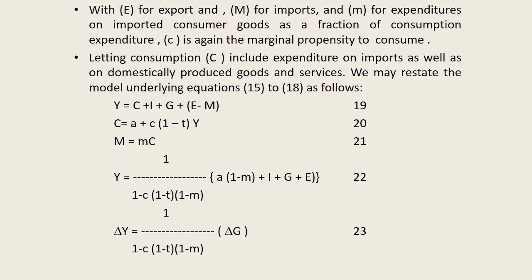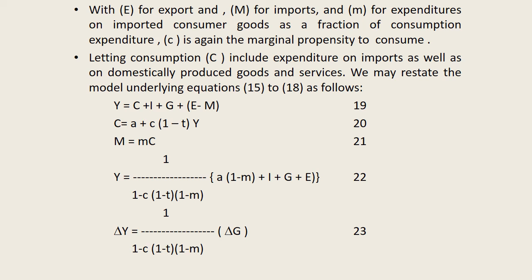Equation 19 expresses public total, or aggregate, expenditure: Y equals C consumption plus I investment plus G government expenditure plus E minus M, where E, as we previously said, is export, and M is import.